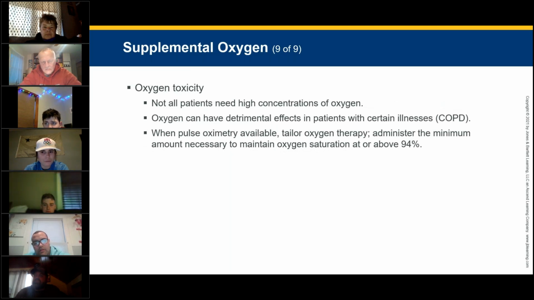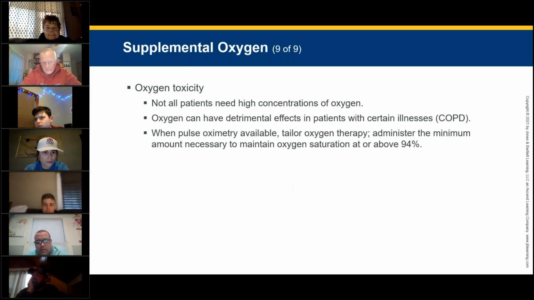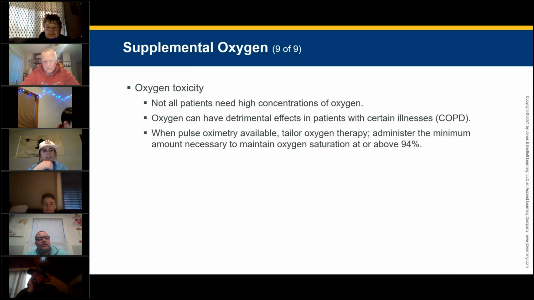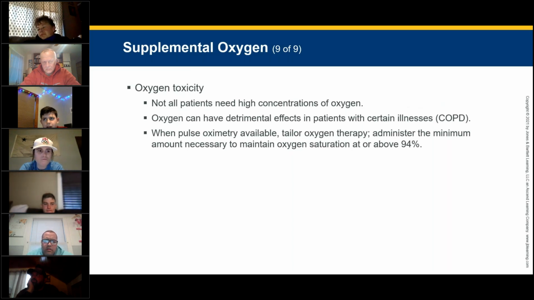Not all patients need a high concentration of oxygen. Excessive supplemental oxygen can have a detrimental effect on patients with things like COPD. Oxygen toxicity refers to damage to the cellular tissues due to excessive oxygen levels in the blood. Increased cellular oxygen levels contribute to the production of oxygen-free radicals, which can lead to tissue damage and cellular death in some patients. And again, when you have pulse oximetry available, we're looking to maintain at or above 94% for most patients.